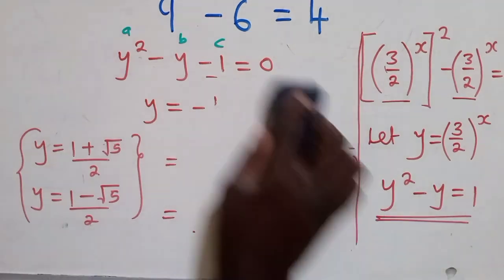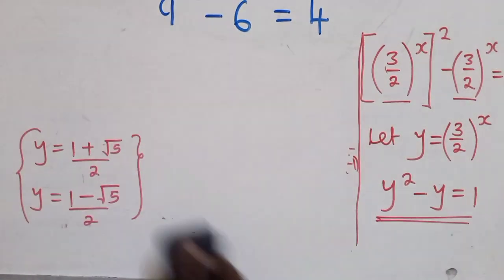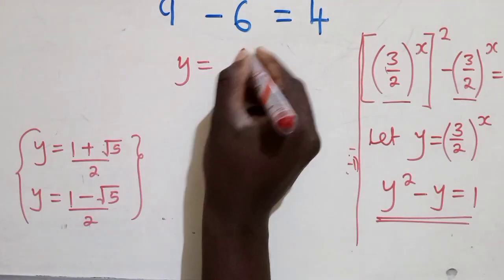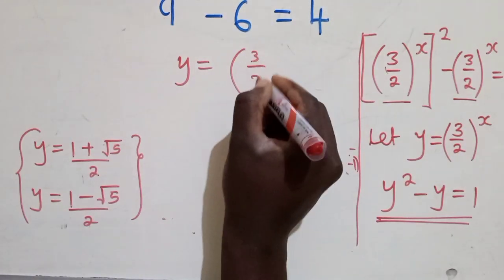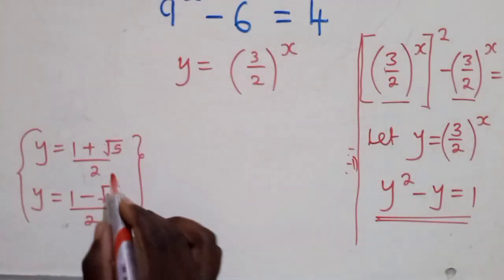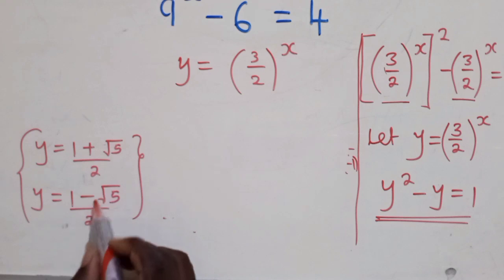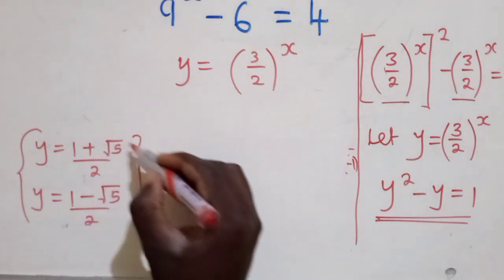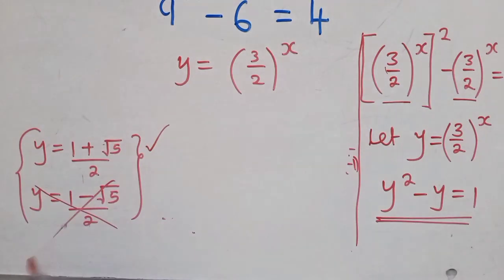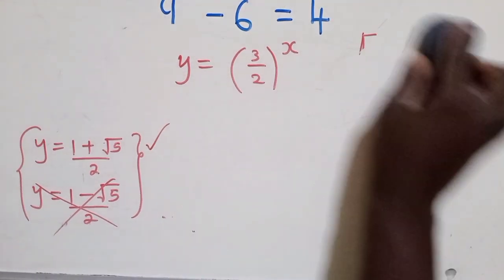At this point, we shall just copy what is there, because we said let y. So we say y is equal to (3/2) power x there. So I've just copied this. And out of these two solutions, we just go with the one that will give us the positive value, which is the first one. This one, we'll forget about it. We'll just go with this. So these are the steps that you must follow.